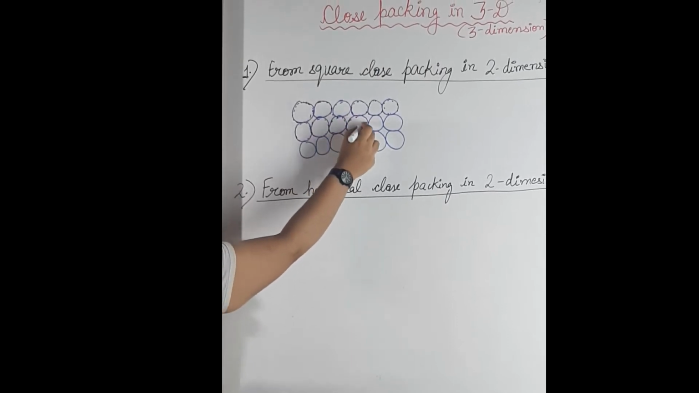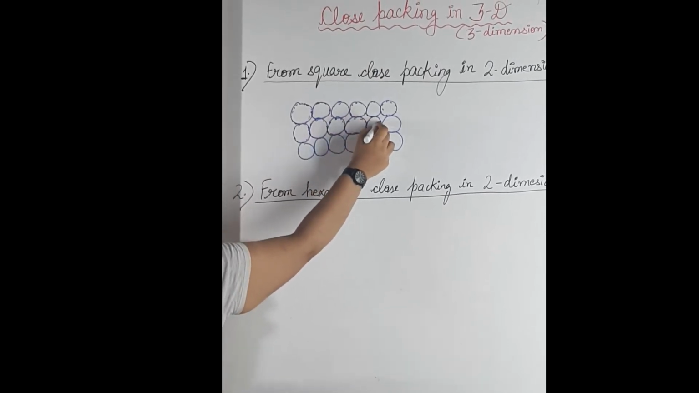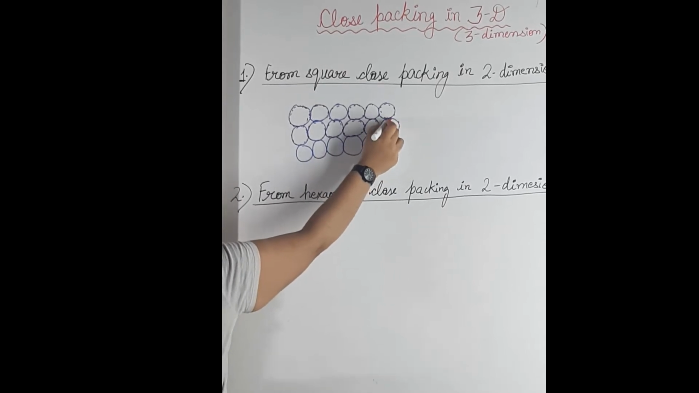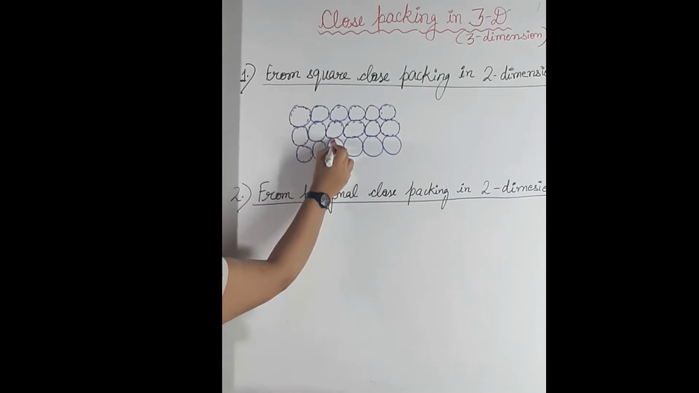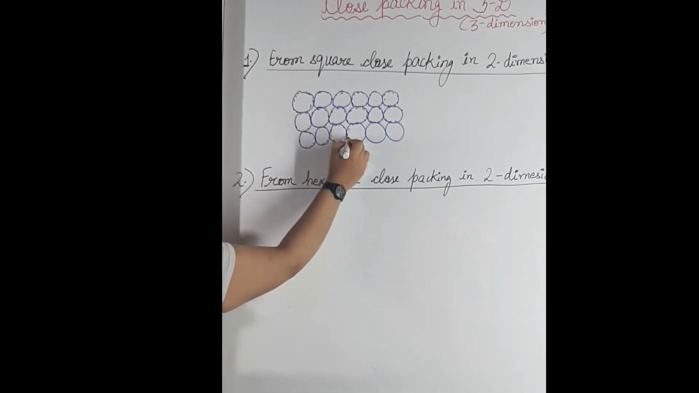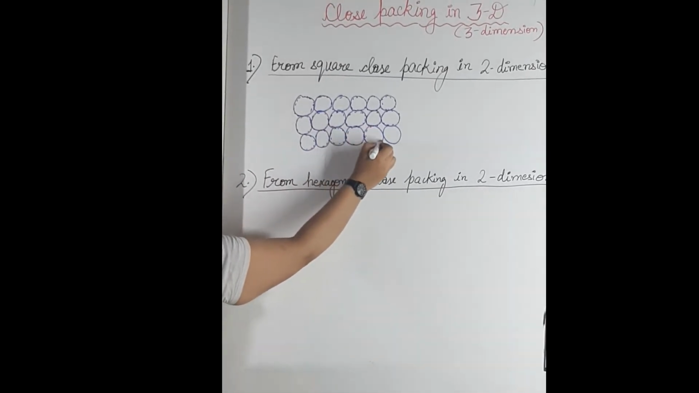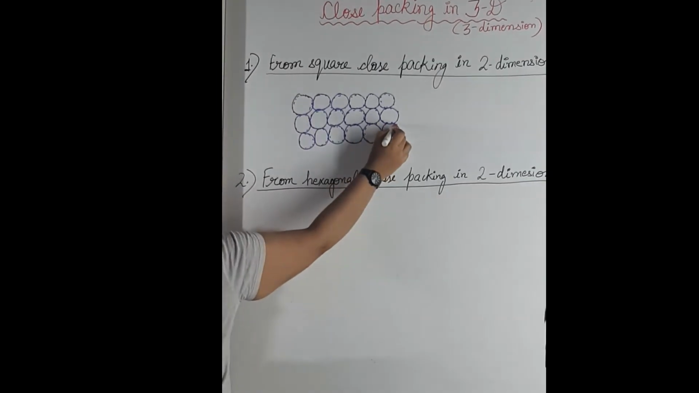Okay guys, this blue one is the first layer and this red one is the second layer. Here are horizontal and vertical alignment of the spheres or the constituent particles.